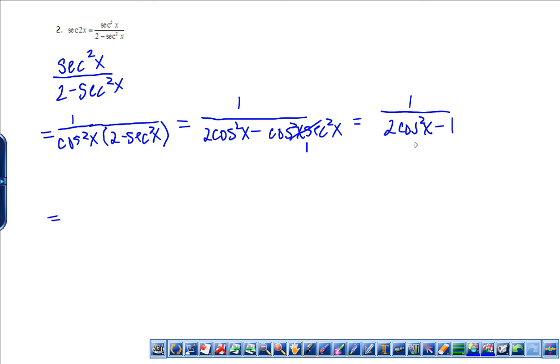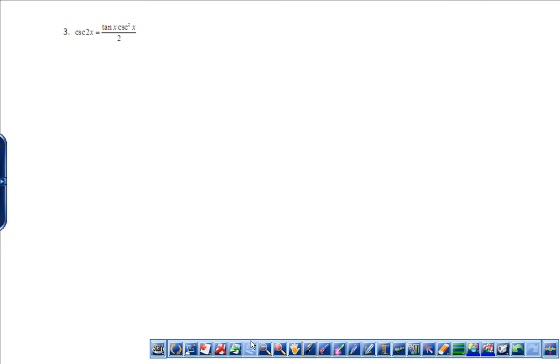Hopefully this reminds you of a double angle property that we've been working with. I'm going to replace that with cosine of 2x. And 1 over cosine of 2x is the same thing as saying secant of 2x, and we got where we needed to be. That was kind of tricky because we haven't used that a lot. Okay, let's look at the last one.